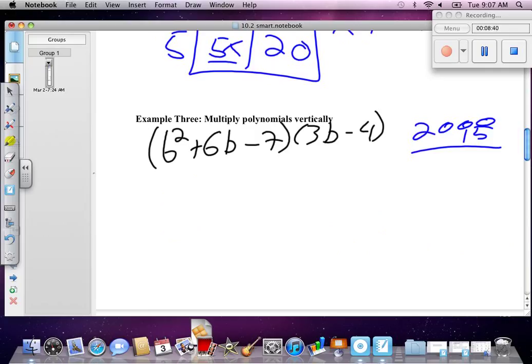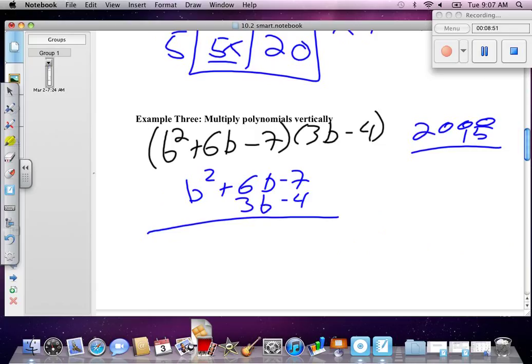So first thing you're going to do is set it up, because this is not set up vertically. So we go b squared plus 6b minus 7 times 3b minus 4. Okay? Now I'm going to circle the ones I'm talking about, see if that helps. We've got negative 4 first. We're going to multiply that by each thing. So negative 4 times negative 7 gives us a positive 28.